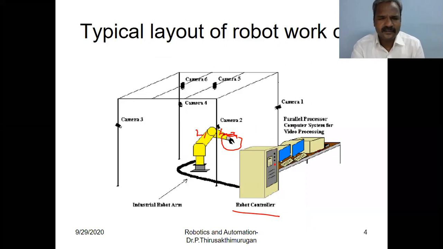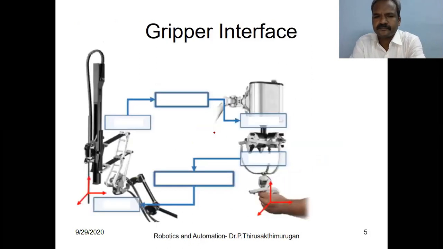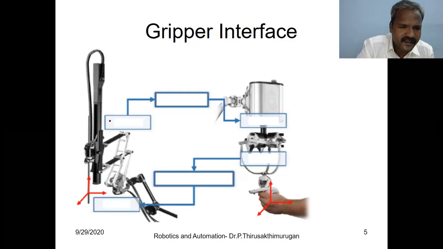This work cell is controlled by means of many cameras. See here: camera 1, camera 2, camera 3, camera 4, camera 5, camera 6. So many cameras are employed in a work cell to control the robot manipulator. This is a typical robot work cell for an industrial robot. This is a typical gripper interface, between the sensor side as well as the controller side. Here is a sensor.